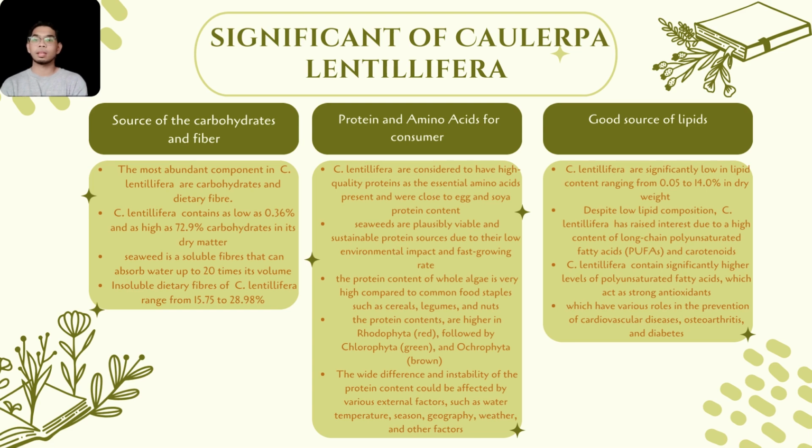In seaweed, soluble fiber can absorb up to 20 times its volume in water, aiding in stool bulking, shortening transit time in the colon, and potentially preventing colon cancer. In Caulerpa lentillifera, soluble polysaccharides mainly consist of glucans and sulfated polysaccharides. Insoluble dietary fibers, which are not digested in the human gastrointestinal tract, retain water in their structural matrix, increasing fecal bulk and speeding up intestinal transit.